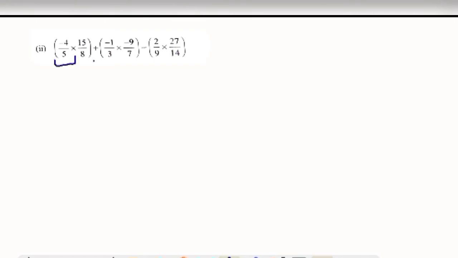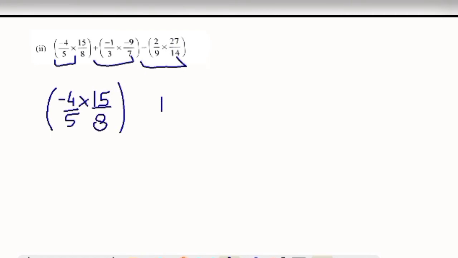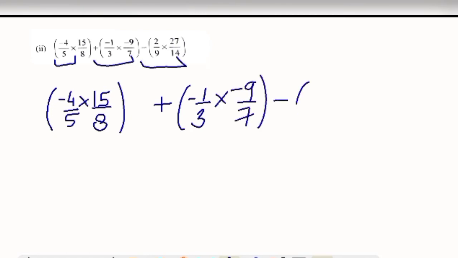Firstly you will solve these brackets. Okay. So this is minus 4 upon 5 multiply 15 upon 8 plus minus 1 upon 3 multiply minus 9 upon 7 minus 2 upon 9 multiply by 27 upon 14. Now cut the numerator and denominator if they are divisible by any same number.